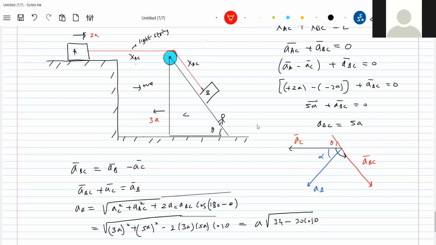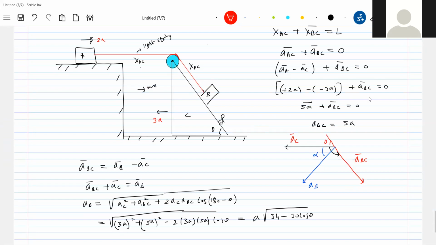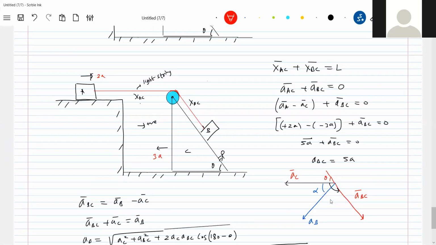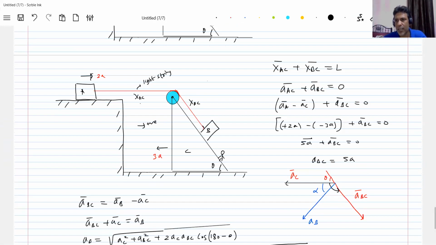Sir, will you once explain why is that length XBC? What is the change in length of this string? Equal to the sum of displacement of block A and the wedge C, no? And the change in length of this is what? Displacement of block B with respect to C. Yes, sir. Understood, sir. The constraint equation.